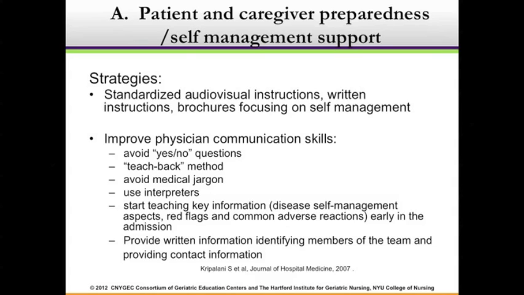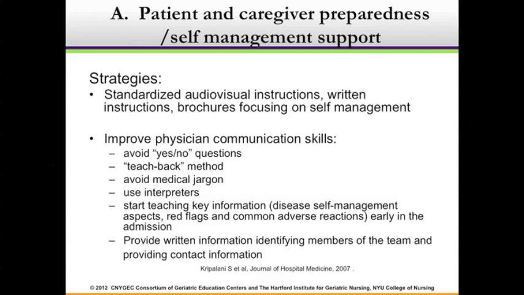Additional strategies are standardized audiovisual instructions, written instructions, brochures focusing on self-management. There's so many resources on the internet. We can print that for the patient and review it for them so they can have something to take home with them. And of course, improving physician communication skills is key. Avoiding yes/no questions. Make sure the patient is able to verbalize how they're feeling. Ask them what questions they have for us.